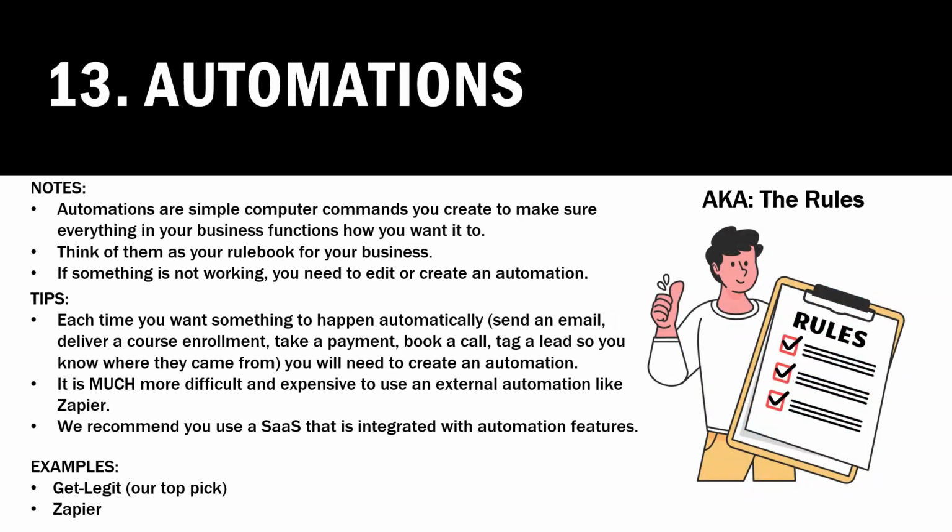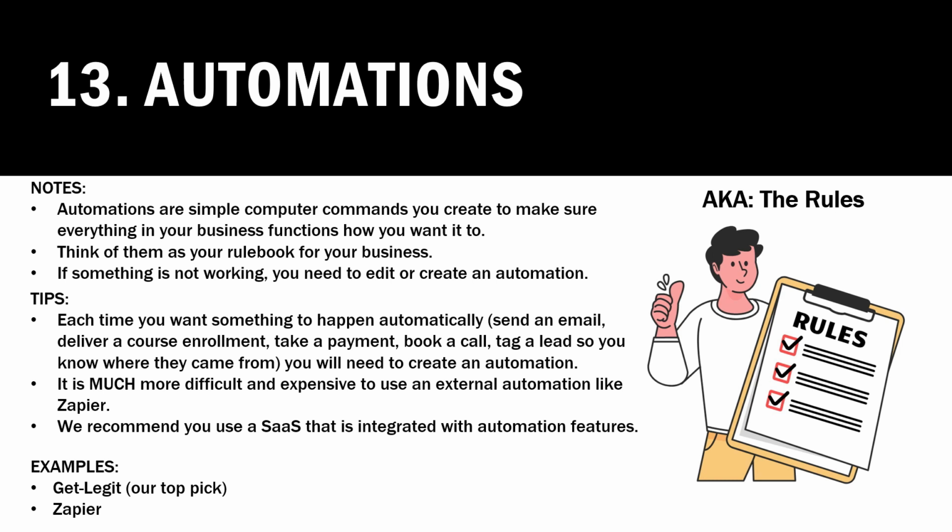Number 13 on our list is something called automations. If you haven't heard of this before, think of automations as the rules of your business. Automations are simple computer commands you create to make sure everything in your business functions the way you want it to. Think of them as your rule books. If something's not working how you want, you need to either edit or create a new automation.